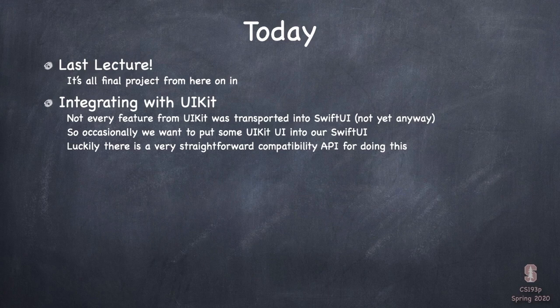Remember that UIKit is the old way of developing applications for iOS. And when SwiftUI came out a few months ago, it does pretty much everything that UIKit does, but there's a few UIKit features in there that aren't in SwiftUI, and you'd like to be able to use them. And so this API makes it really easy to do that.